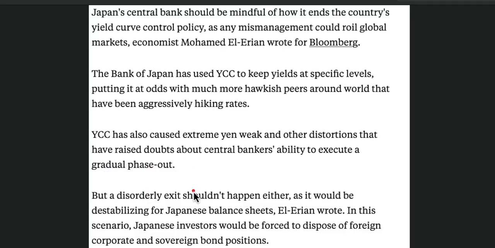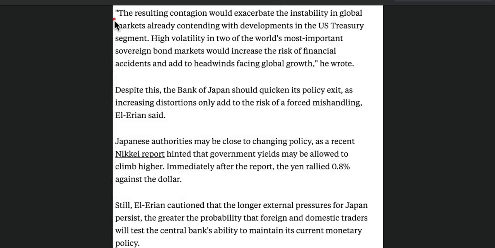But a disorderly exit shouldn't happen either, as it would be destabilizing for Japan's balance sheet. This is very true. They own a ton of US debt. Again, if they do this the wrong way, they're going to have a real problem on their hands. The resulting contagion would exacerbate the instability in global markets already contending with the development in the US Treasury segment. High volatility in two of the world's most important sovereign bond markets would increase the risk of financial accidents and be a headwind to global growth. Despite this, the Bank of Japan should quicken its policy exit, as increasing distortions only add the risk of forced mishandling. In other words, figure it out.